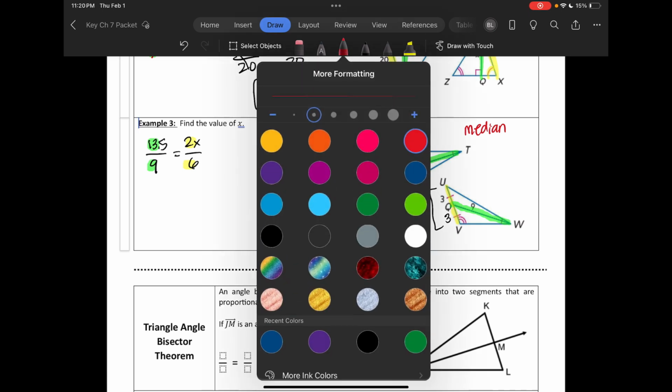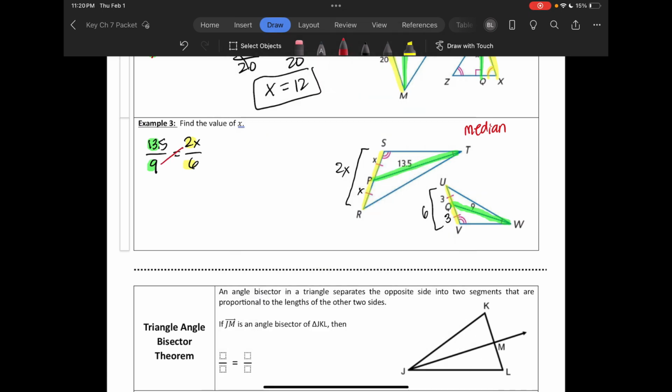If we cross multiply, what I'm looking at here is 2x times 9. That would give us 18x. And then the other diagonal, 13.5 times 6. If we put that in the calculator, we can see that that gives us 81. From here, we just divide by 18. If I divide both sides by 18, we end up seeing that x is equal to 4.5.